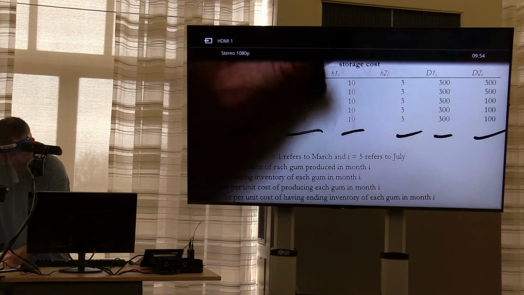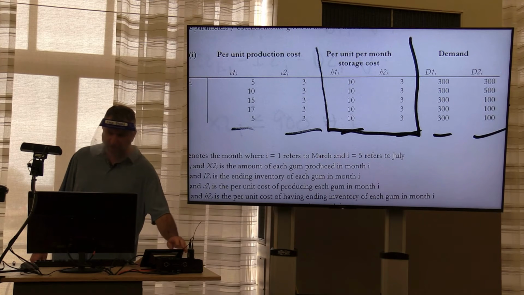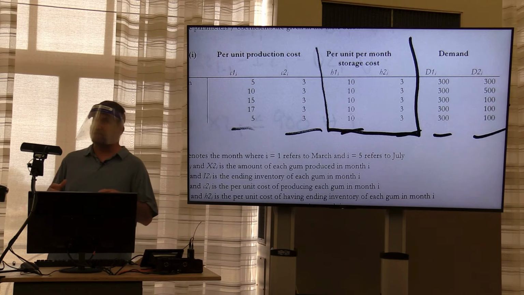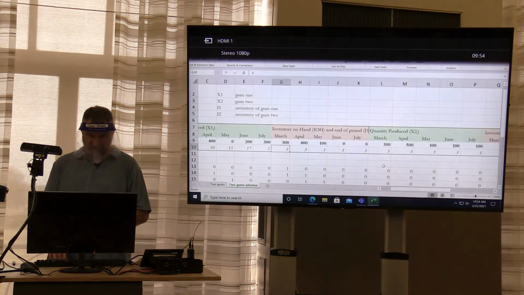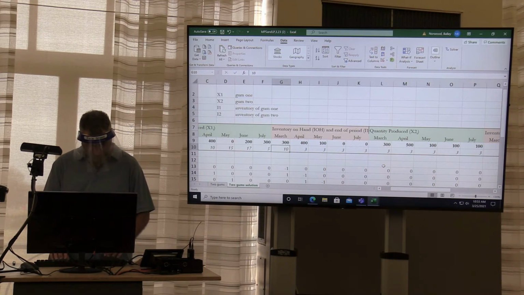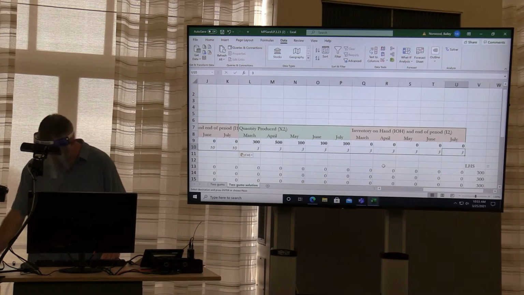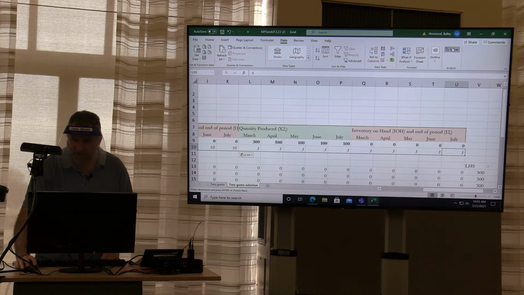My holding costs are given by these H's. So the holding cost is always 10 for good 1, always 3 for good 2. Maybe because gum 1 needs to be packaged in a bigger package, it needs more protection. And so it takes up more space, so storage cost is higher. And so storage cost for good 1 is always 10. Storage cost for good 2 is always the 3s. And that's already right. Okay, so I've got that fixed.